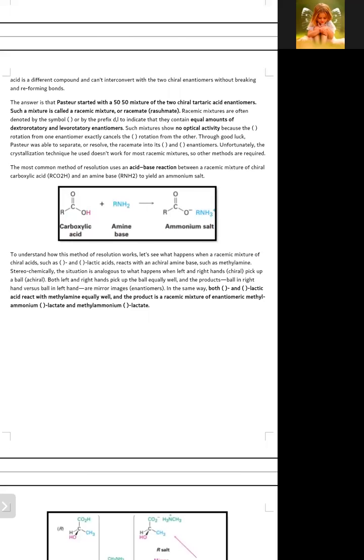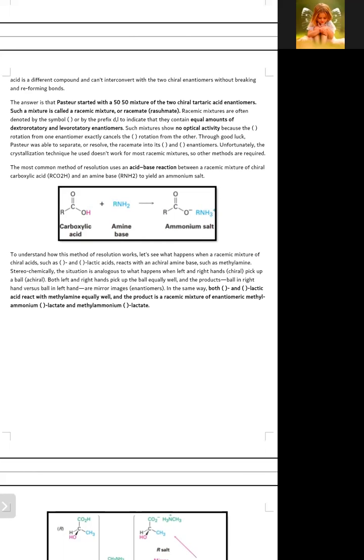Racemic mixtures are often denoted by the symbol (±) or by the prefix dl to indicate that they contain equal amounts of dextrorotatory and levorotatory enantiomers. Such mixtures show no optical activity because the rotation from one enantiomer exactly cancels the rotation from the other. Pasteur was able to separate, or resolve, the racemic mixture into D and L (R and S) enantiomers. Unfortunately, the crystallization technique he used doesn't work for most racemic mixtures, so other methods are required.